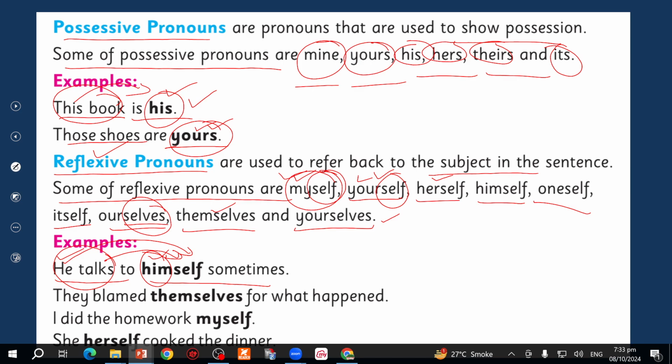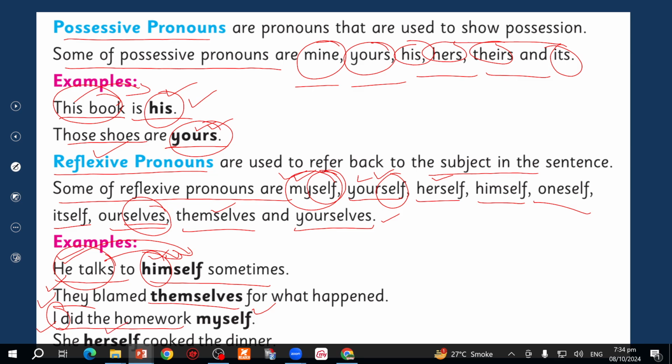Now, can you read the next example? They blamed themselves for what happened. Since we have the plural pronoun they in the third person, we are going to use the same level and same kind of reflexive pronoun, themselves. I did the homework. I. So we will have our first person reflexive pronoun myself. She. We are referring to third person, then we will use the third person reflexive pronoun of feminine gender, herself.